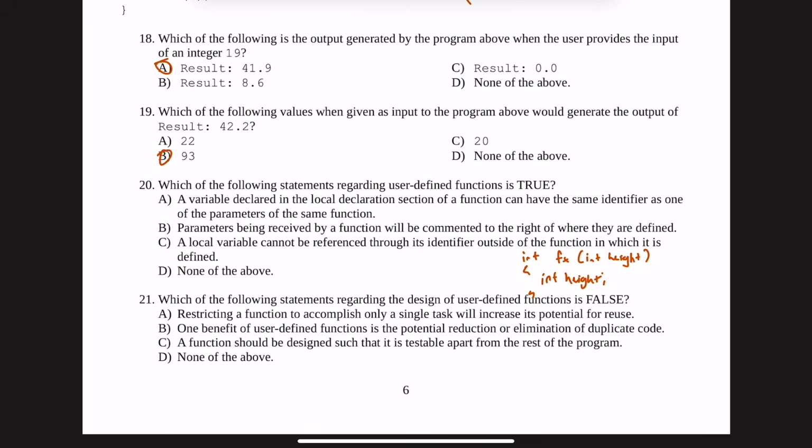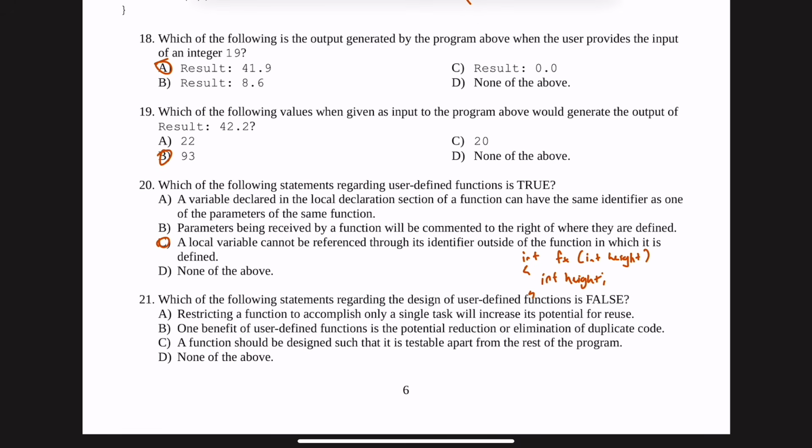C, a local variable cannot be referenced through its identifier outside of the function in which it is defined. Well, this is going to be true. This is saying I can't use the term height in my main function or another user-defined function to reference this variable here. Now I can pass it as a parameter, I can pass by address. I can have my own variable called height in another user-defined function. But to reference this spot in memory, I can't do it by just using the term height somewhere else. So C is our answer.